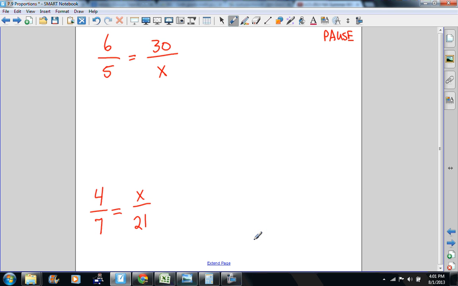Okay, now I'd like you to try these on your own. Just to speed things up a little bit, this one is x is equal to 25. And down here, this one is x is equal to 12. If you have questions on those, make sure you ask me in class, and I can work with you on those.